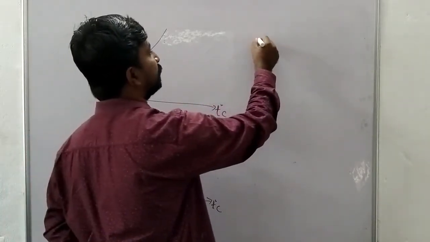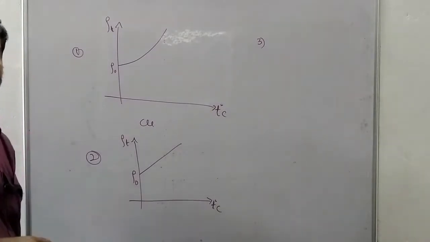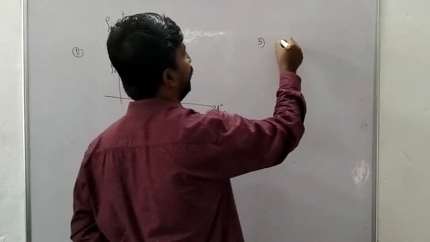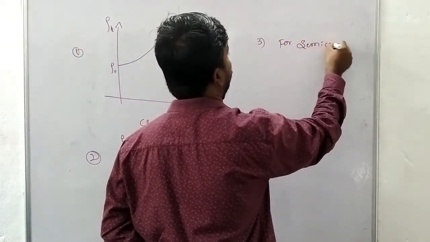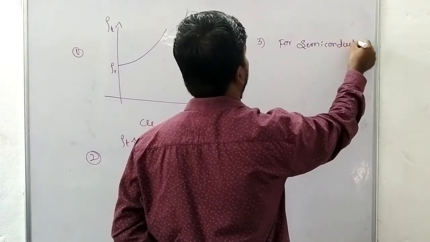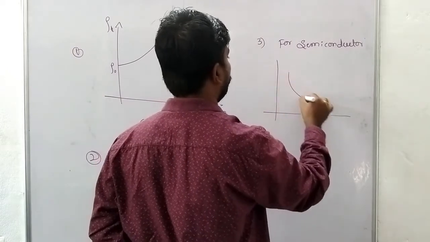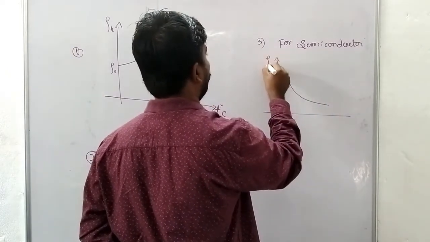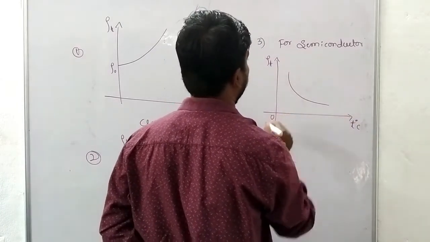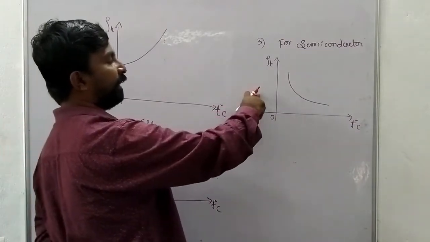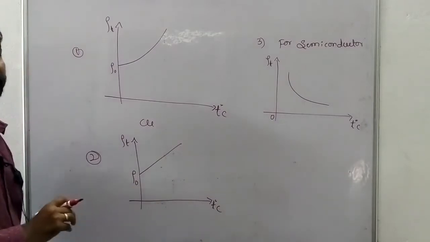Similarly for the third graph, draw the graph showing the variation of resistivity with temperature for a semiconductor. This is rho T and this is the temperature in degree Celsius. In this graph it can be shown that as temperature increases, the resistivity decreases.